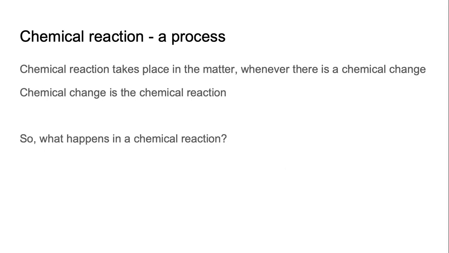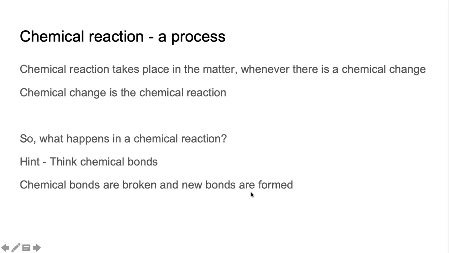So what is happening in a chemical reaction? In a chemical reaction, bonds are being broken and bonds are being formed. So practically speaking, there is no difference when we say chemical change or a chemical reaction. They refer to the same thing. In a more English way, we say chemical change. In a more sciencey way, we say chemical reaction. What happens in a chemical change? A chemical reaction happens. What happens in a chemical reaction? Chemical bonds are broken and new bonds are formed. Very simple.